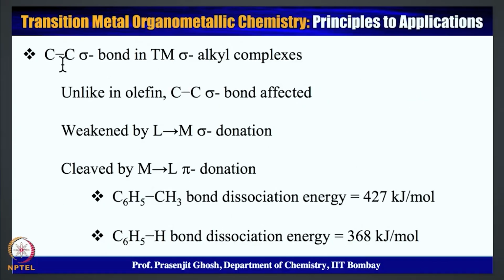Now, CC single bonds in transition metal alkanes remain unaffected, and ligand to metal sigma donation weakens the CC bond, as well as metal to ligand pi donation cleaves the CC bond. For example, in toluene, the bond dissociation energy is 427 kilojoules per mole for the CC bond, which is stronger than the CH bond dissociation energy of 368 kilojoules per mole in benzene.